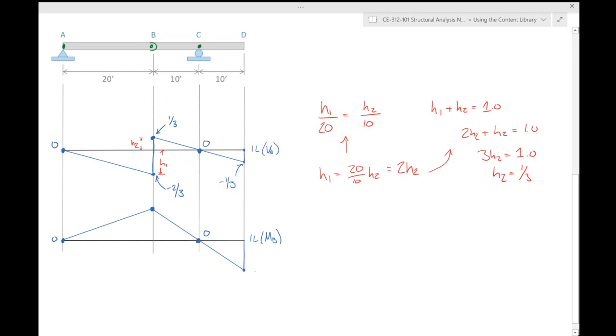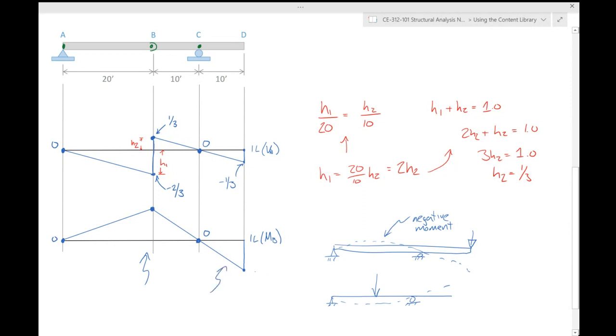So to answer Mr. Enod's question, can influence lines for moment go negative? Yes, they can. Think about the physics here. Imagine if I have a beam and I put a load right there. The beam kind of wants to deflect like this. It wants to go frowny face. So here, that's negative moment. Whereas if I put the load right here, it kind of wants to smile, and that's positive moment. Hence why we're getting positive values here, negative values there. Does that make sense?